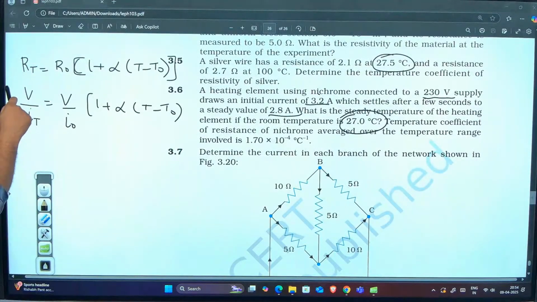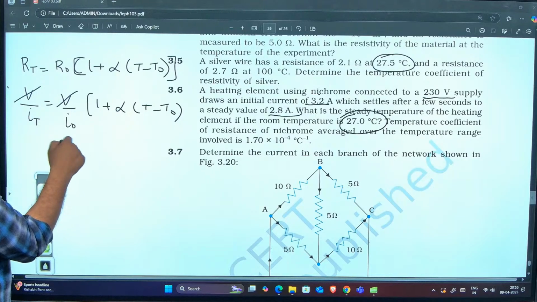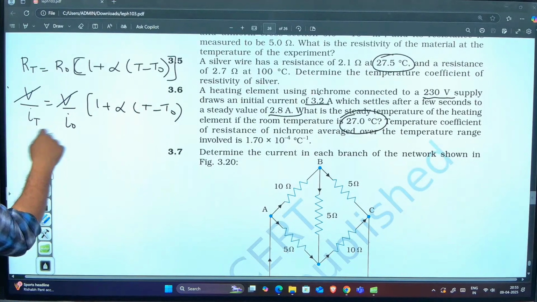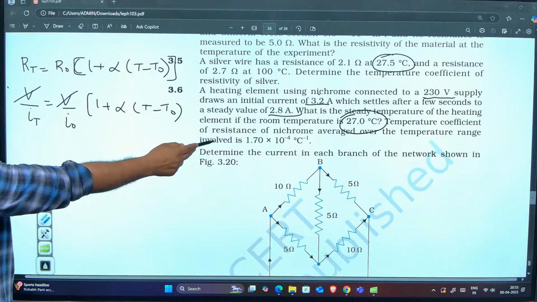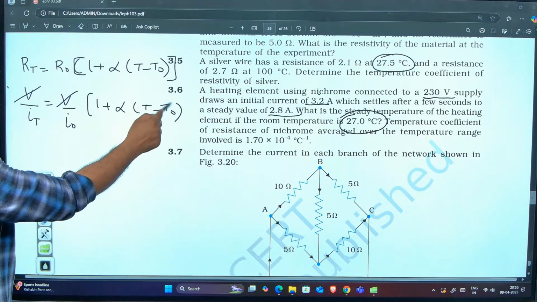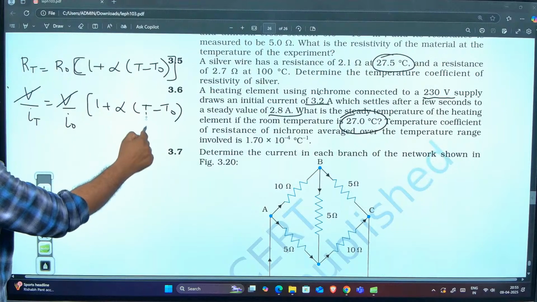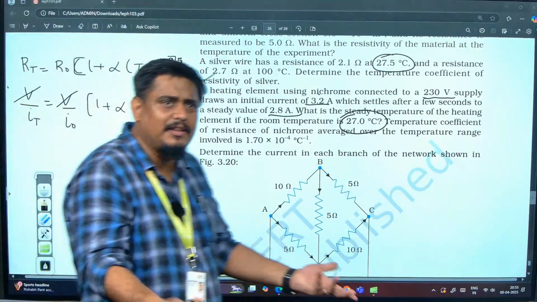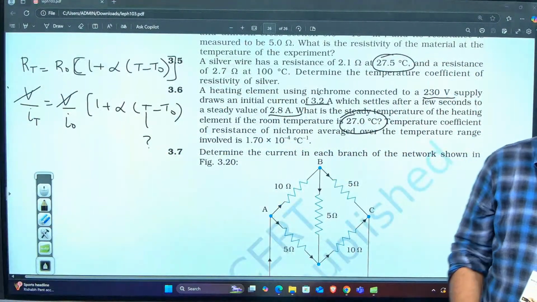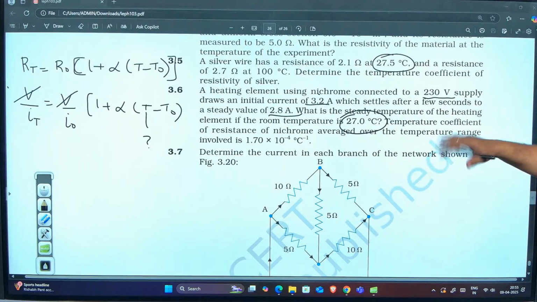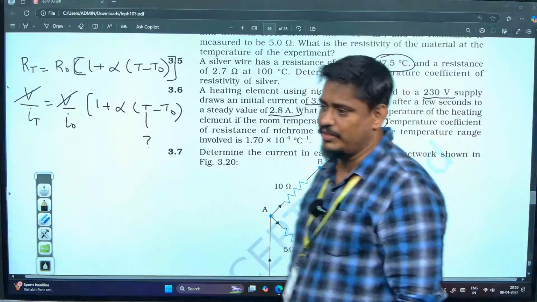V is given, 230. It will be cancelled anyhow, so no need of worrying about it. Now IT is given. The initial current of 3.2, so I naught is given as 3.2. IT is given as 2.8. Alpha is given as 1.7 into 10 to the power minus 4. T naught is given as 27. Can't you find T? Just solve and get the value of T. So with all the other data given, you can easily solve and find the value of temperature.